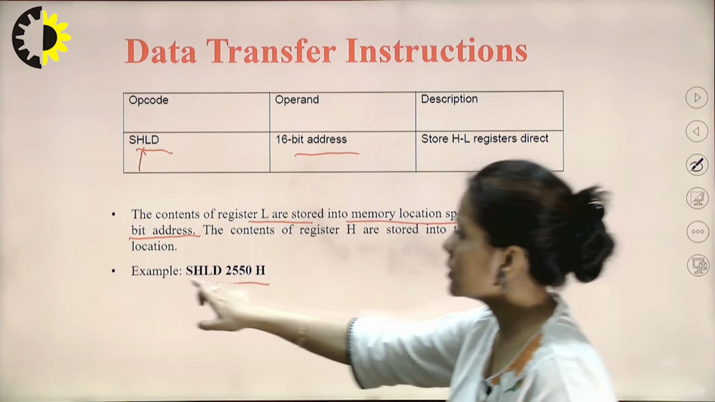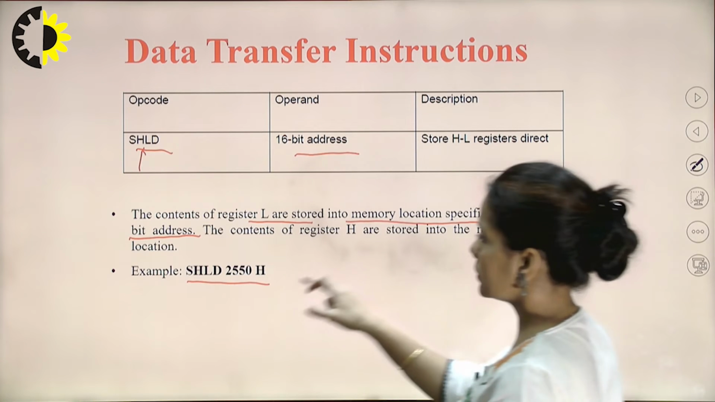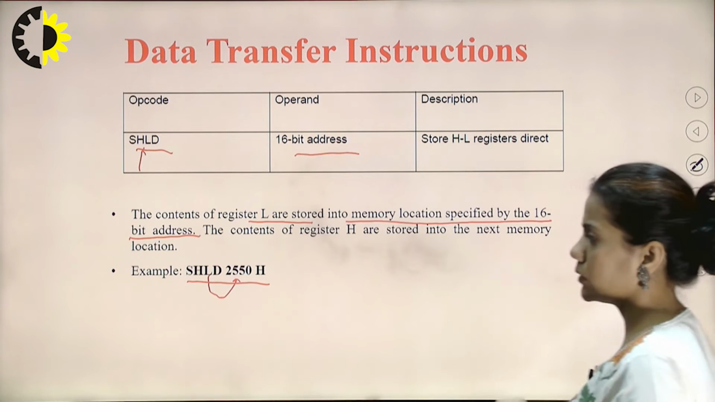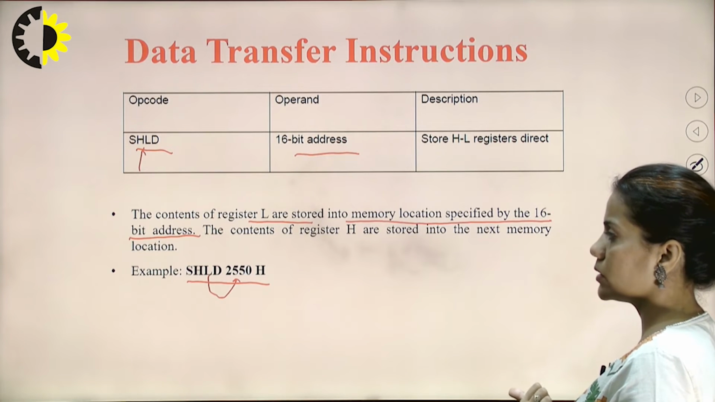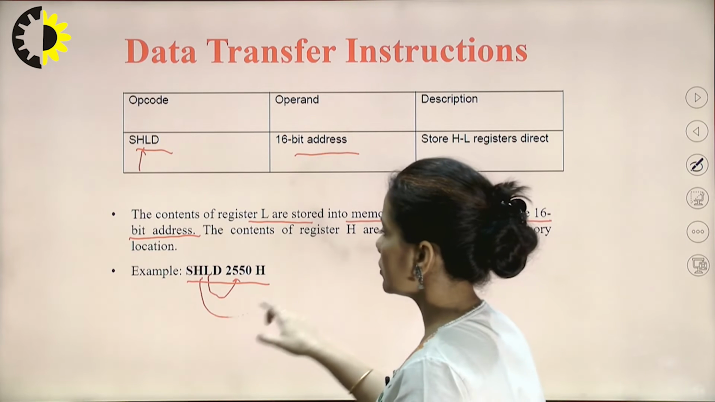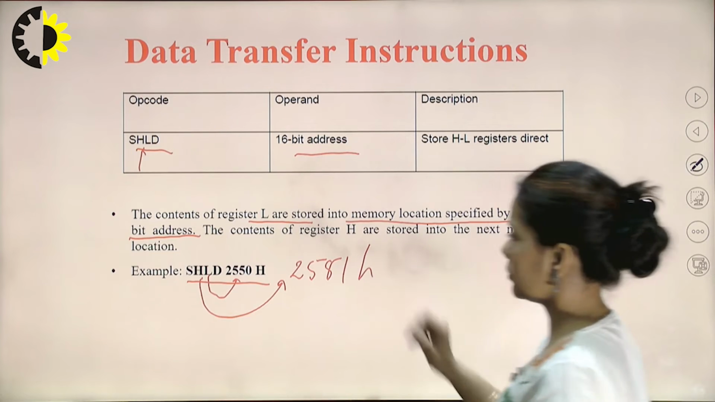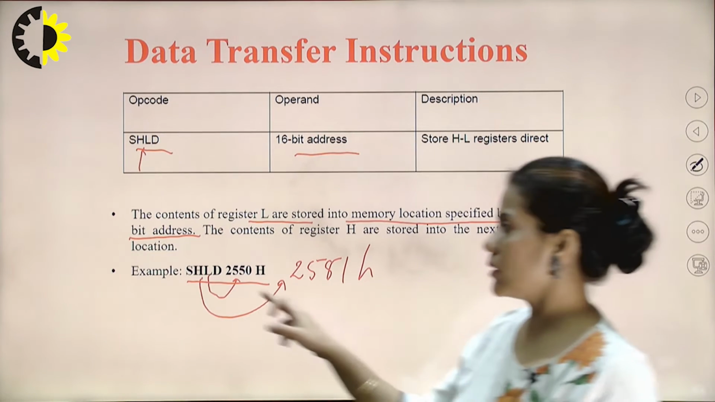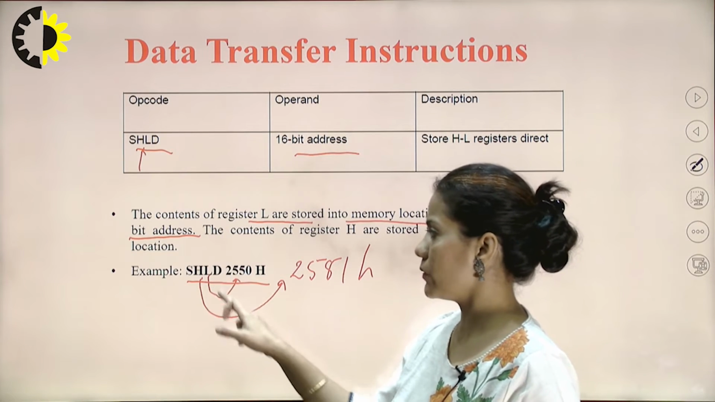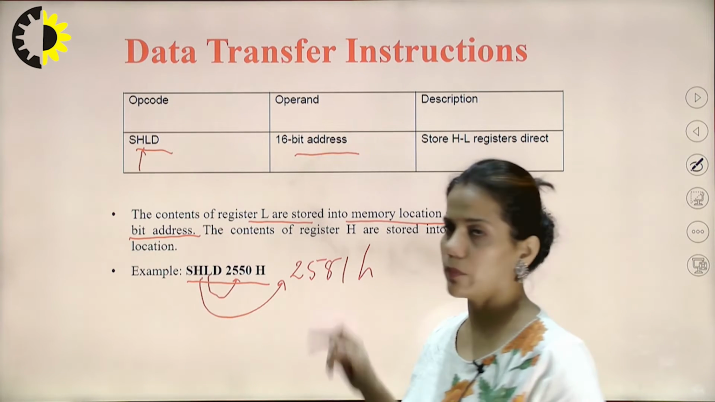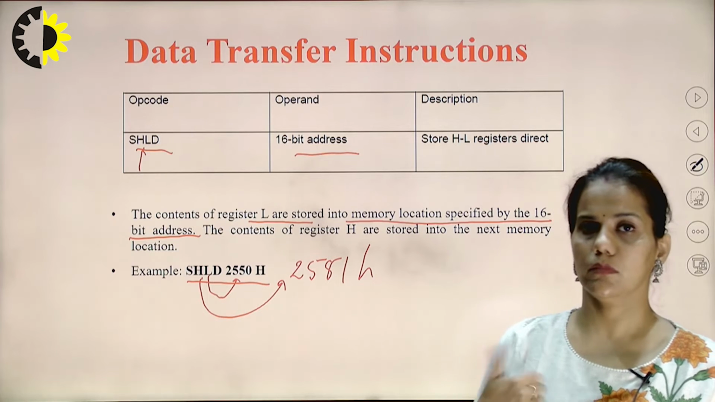Suppose I am writing this. So what will happen? The contents of L will be stored at this memory location, and the contents of H will be stored at the 2551 memory location. So in this way, the lower order register contents will be copied to the lower order address, and the higher order register contents will be copied to one higher address.